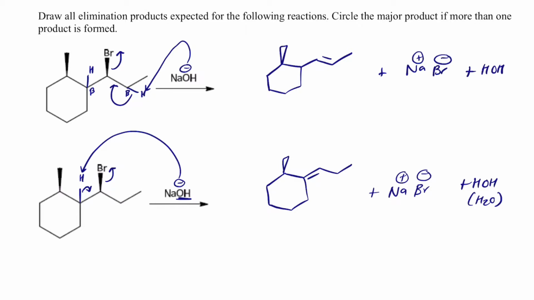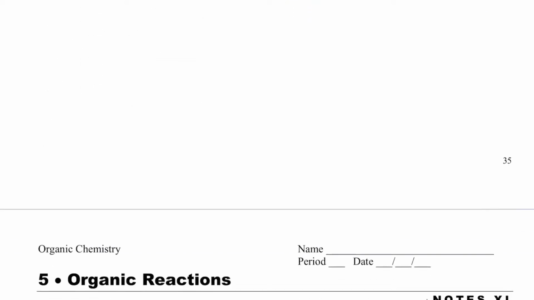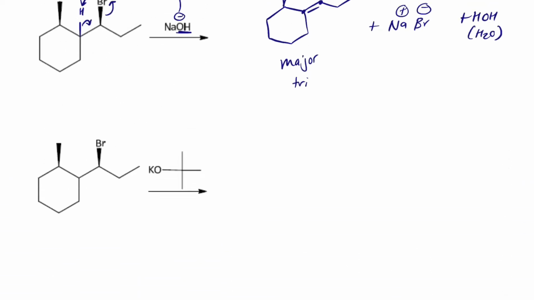Okay, so which one is more stable here? This would be my major product. This one would be my minor. Why? This is tri-substituted, where this one is only di-substituted. Okay, the more substituted, the more stable. Now, we have one more. This is called potassium tert butoxide. That's just what this is called.